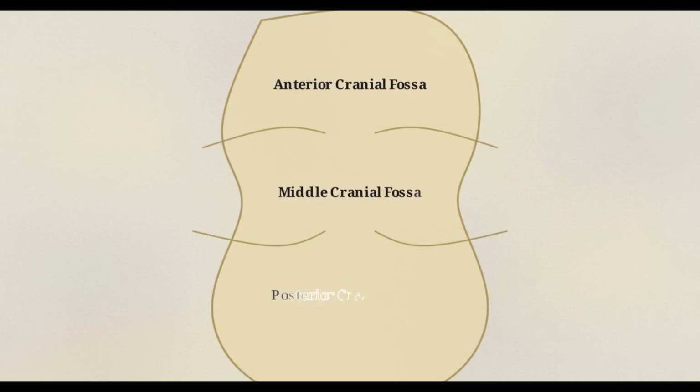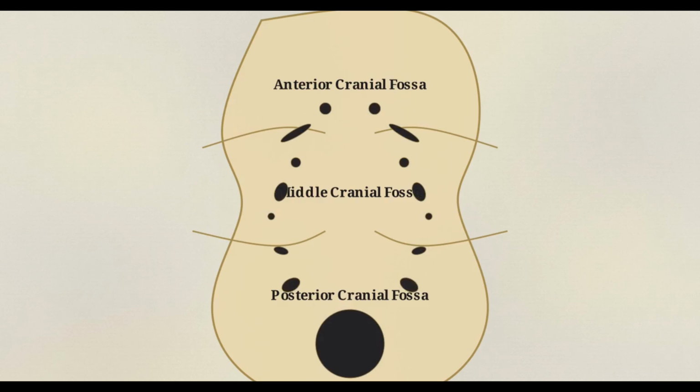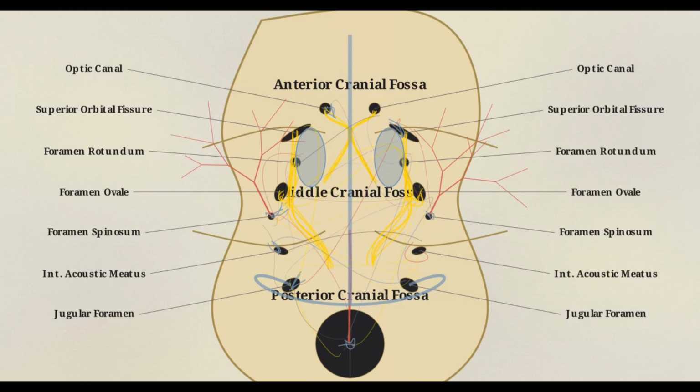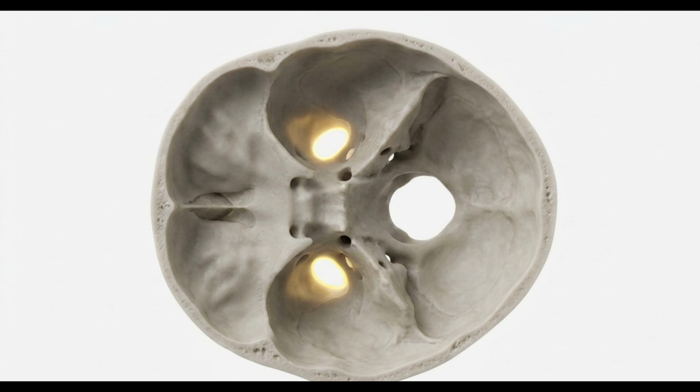If you've ever stared at a diagram of the skull base, you know the feeling. It looks like a terrifying block of Swiss cheese. There are dozens of holes, dozens of nerves, and a seemingly endless list of vessels threading through them. Look at this 3D rendering of the middle cranial fossa. We're going to zero in on this specific opening highlighted right here, the foramen ovale.